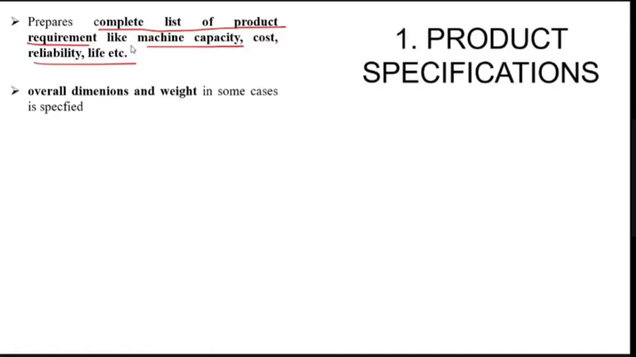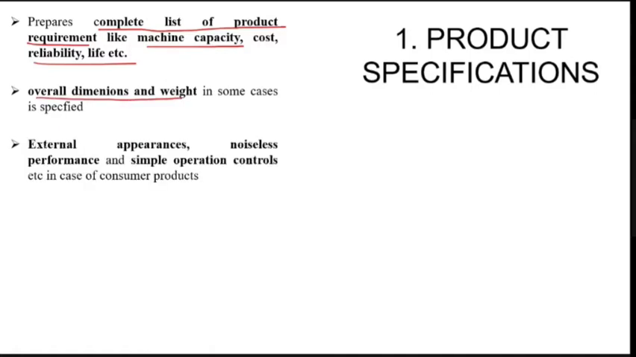Now, product specification. What is product specification? Product specification is nothing but the first step, which incorporates preparing a list of the product. Preparing a list of a product means what? Very important. It's a complete list of the product requirements like machine capacity, cost, reliability, life, etc. Then overall dimensions and weight in some cases are specified. Then external appearance, noiseless performance, and simple operation control, etc. in case of consumer products.